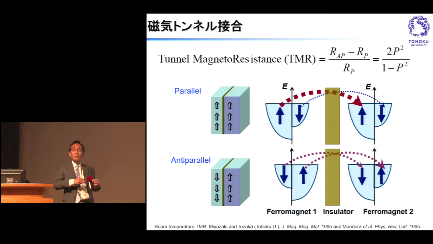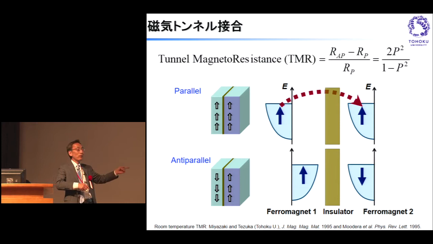It uses tunnel magnetoresistance, TMR. The two magnets are combined with the insulator in the middle. The insulator does not have conductance, but if it is thin enough, there is a tunnel effect by Dr. Ezaki, and the current can go through, and the spin orientation is preserved in that. In this special condition, the spin will be able to tunnel to the hole on the other side.